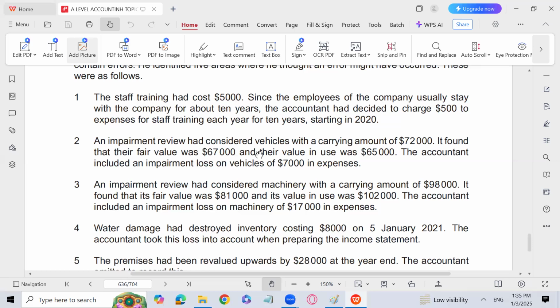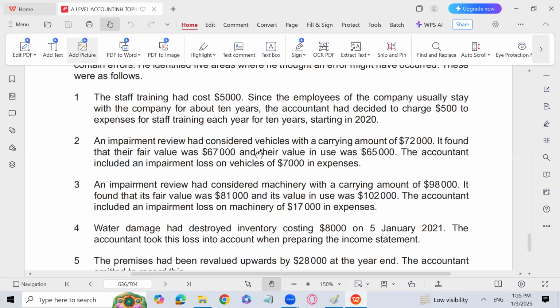I repeat again, the recoverable amount is the higher of fair value and value in use. So 81,000 and 1,02,000. 1,02,000 is going to be the recoverable amount, which is more than the carrying amount. Impairment loss is the loss in the value of a non-current asset by which the carrying amount is more than the recoverable amount. Here, the recoverable amount is more than the carrying amount. So there is no impairment loss to be recorded. 17,000 will be added.